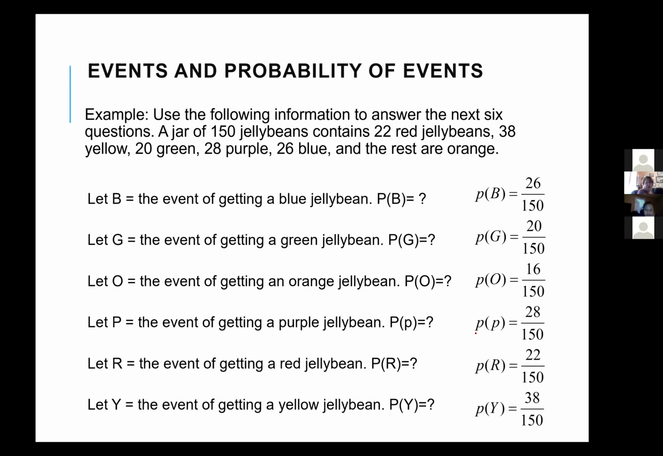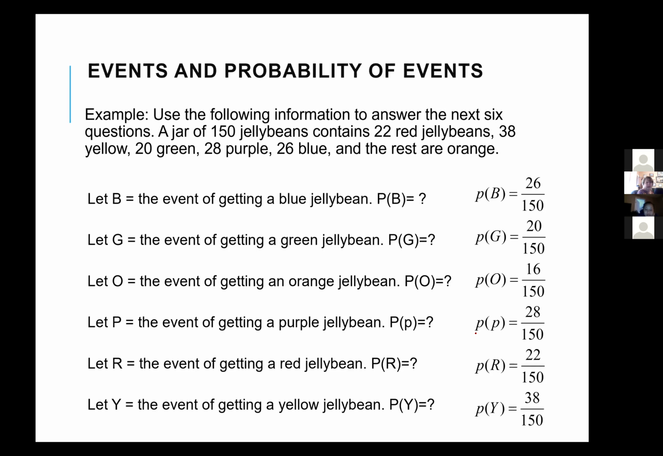So if you were to take this jar and mix it up really, really well, so that every jelly bean has exactly the same likelihood of being pulled out of the jar. When I reach in that jelly bean jar, every jelly bean has exactly the same chance of being drawn. What's the probability, if B is the event of getting a blue jelly bean, of me getting a blue jelly bean out of this jar?